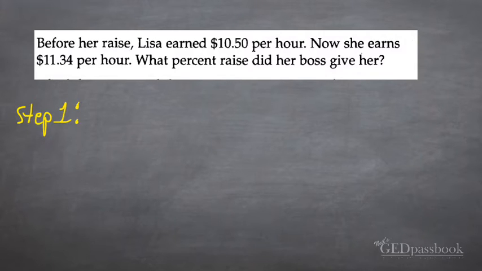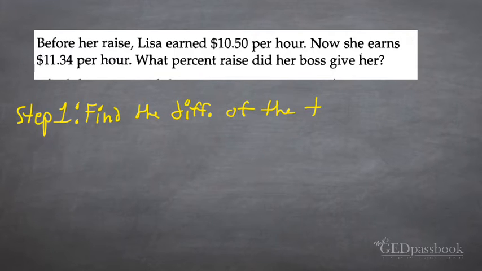Step number 1. Find the difference of the two numbers. So what does that mean? Well, you started with $10.50. You are now making $11.34. What's the difference between the two?